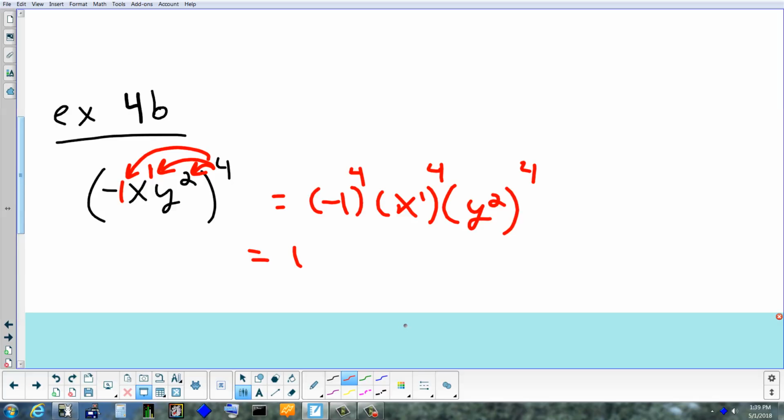X to the first to the fourth. What do you do when you have a power to a power with these two numbers? Don't you add it, I think? Multiply, right? Multiply. What's 1 times 4? 4. So x to the 4th. Do it again. Y to the 2, to the 4th. What's 2 times 4? 8. Y to the 8th.